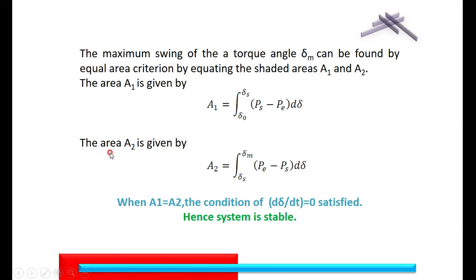The same thing is given here. The area A2 is given by A2 equals the integral between delta s and delta m of P minus Ps into d delta. The system is stable when A1 and A2 are equal. When A1 is equal to A2, the condition d delta by dt equals 0. When both areas are equal, the change of the angle delta ceases, so d delta by dt becomes 0. Therefore, the system is stable.